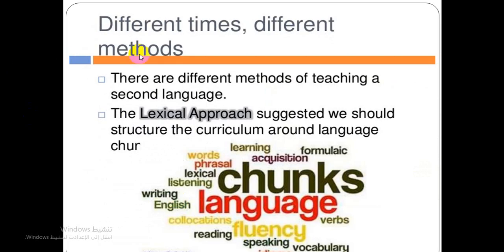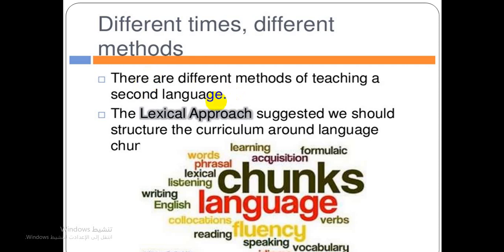Here, different times, different methods. This means different times and different methods. It is about the acquisition and learning of a new language, and how to help our students to learn more effectively. So there are different methods of teaching a second language. Methods like the lexical approach.